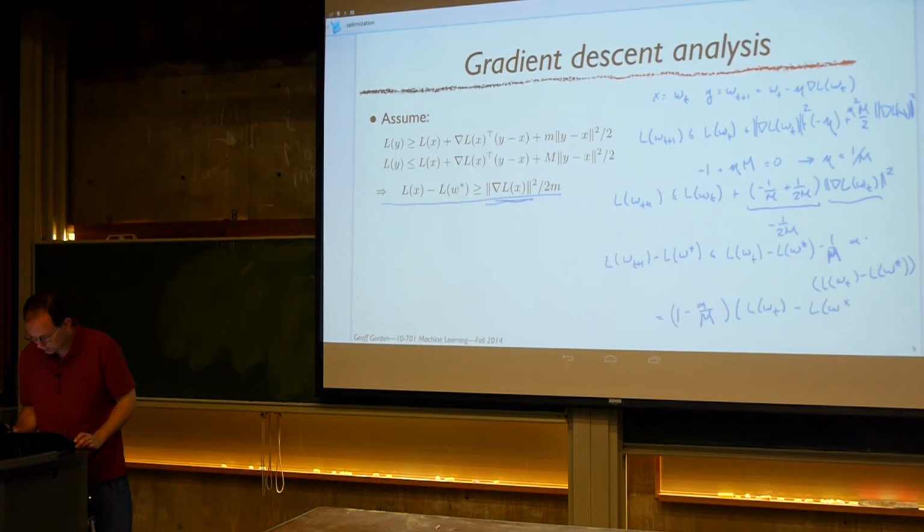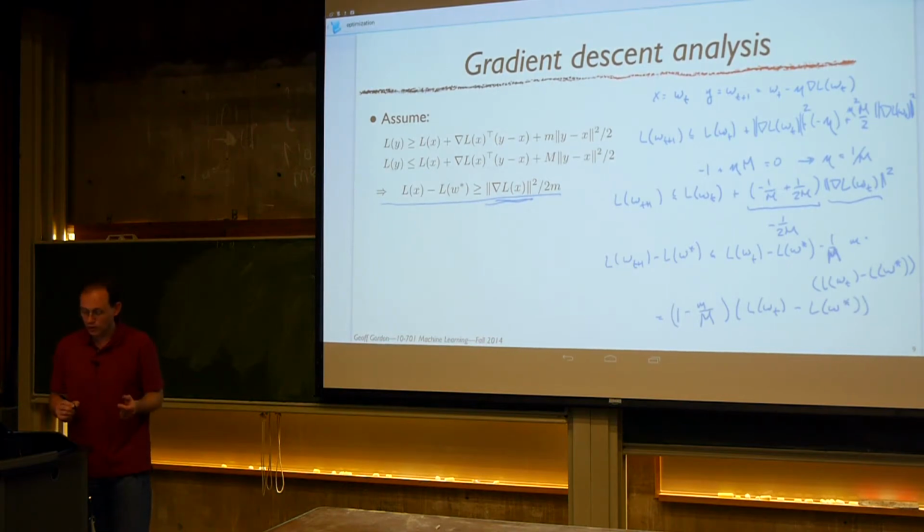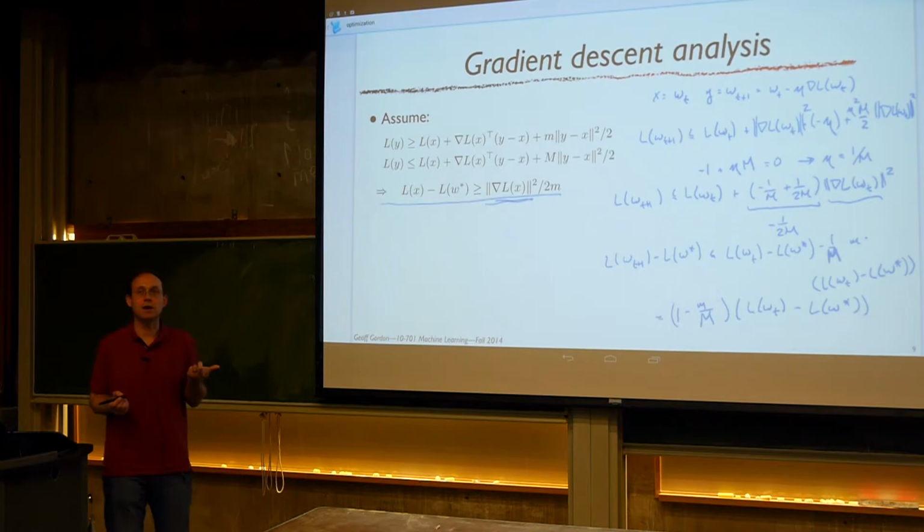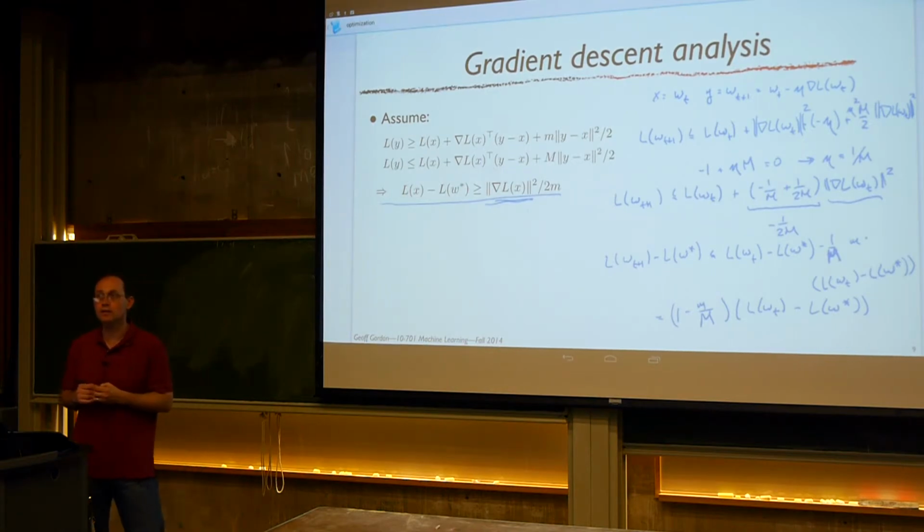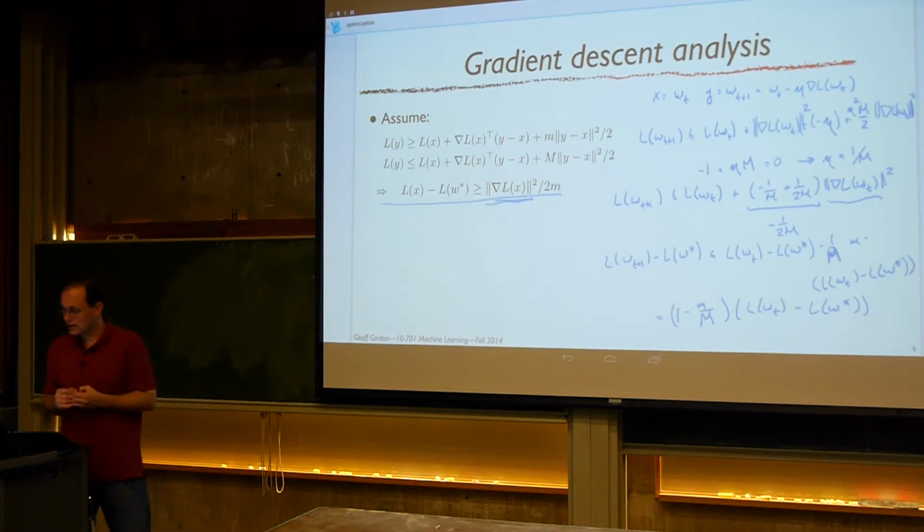So in other words, if we think of our distance from optimum as the difference in function values, L of Wt minus L of W star, we reduce it by a factor of 1 minus little m over big M on every iteration. That's good, because if we multiply by something less than 1 enough times, we get close to 0 pretty quickly, exponentially quickly as a matter of fact.